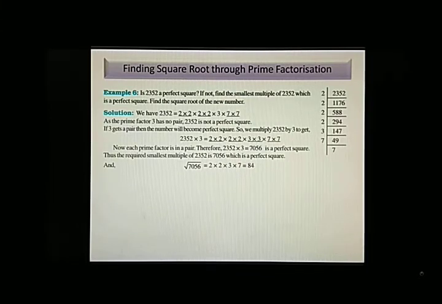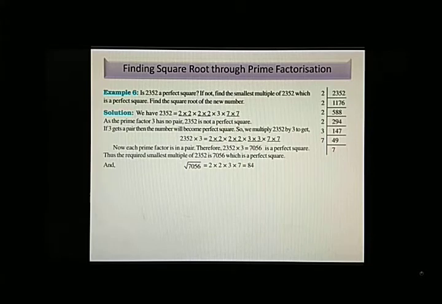If we multiply 2352 with 2, it is not. If we multiply 2352 with 1, no. So if we multiply 2352 with 3, then that number is a perfect square. So definitely this number, that is 7056, is the smallest multiple of the number which is given to us, 2352, which will be a perfect square. And then finding out the square root is very simple by using the earlier method, just now we have done an example on that. So you can find out the square root by that process.